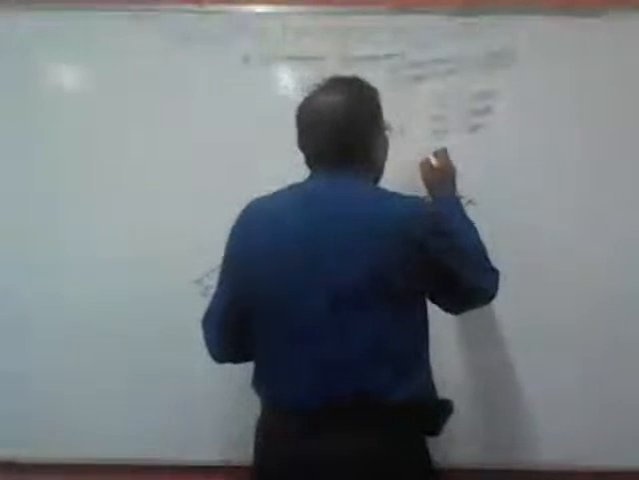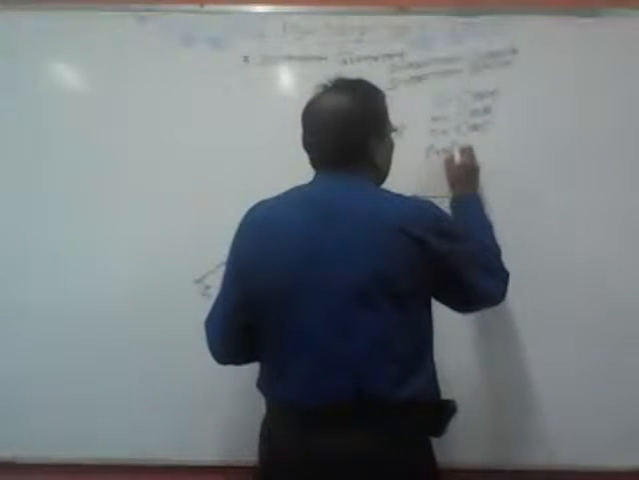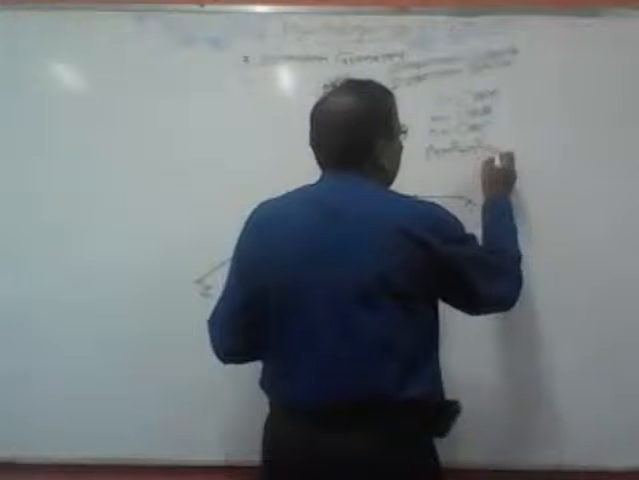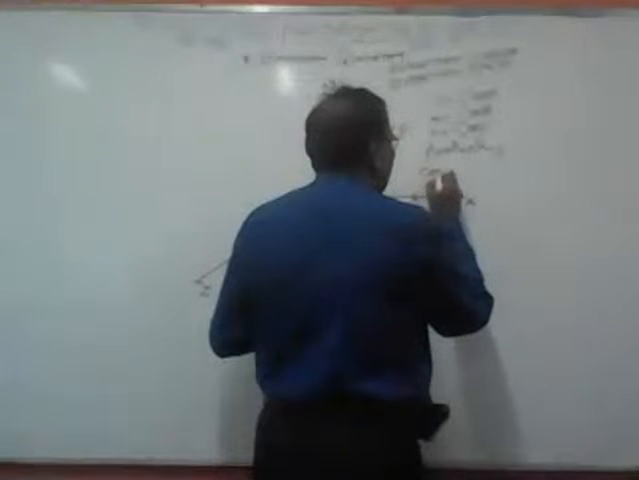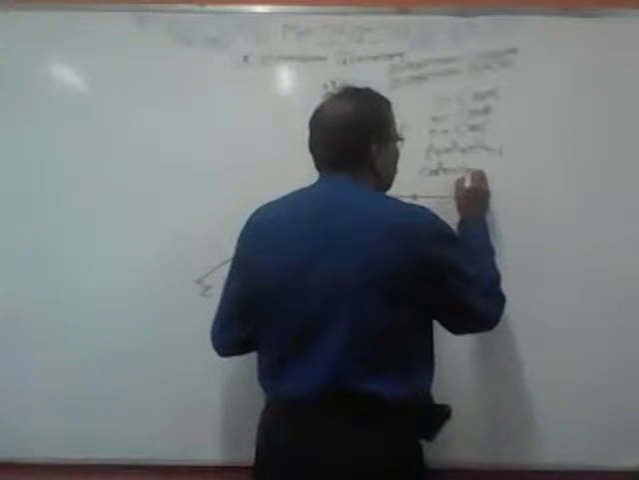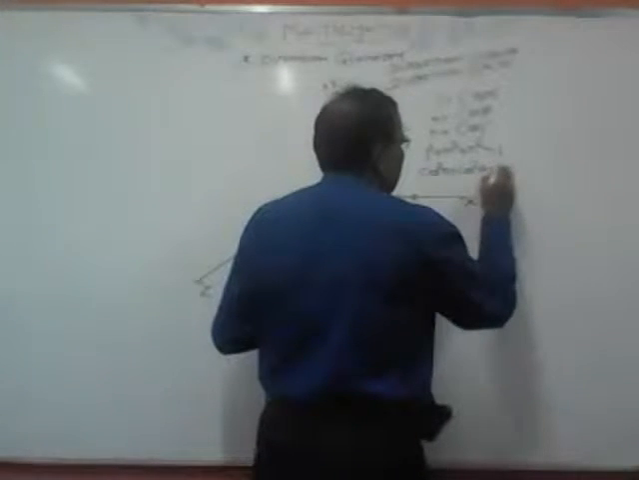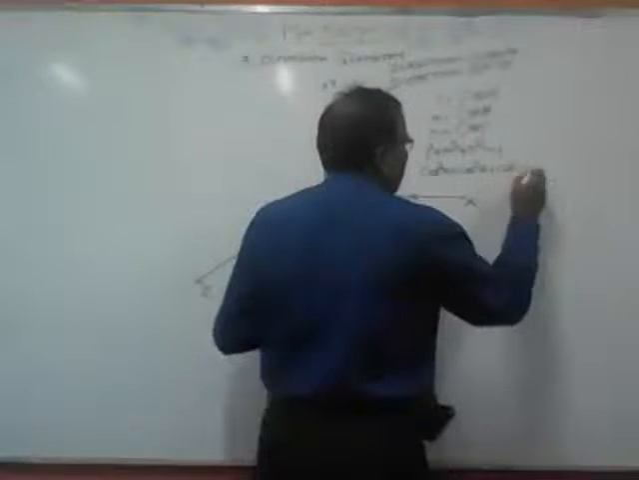And there is also a relation here: L square plus M square plus N square is equal to 1. It means cos square alpha plus cos square beta plus cos square gamma is equal to 1. That is the direction cosines.